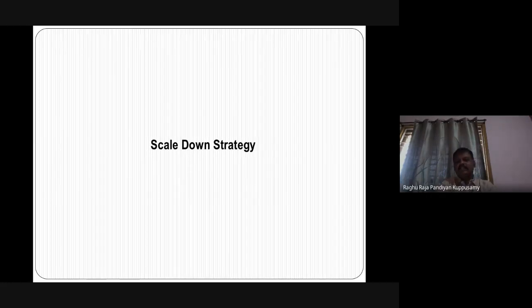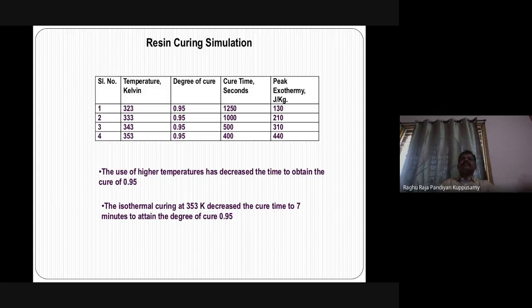These are the simulations until now, performed at full scale, with the dimensions I had taken: 3.5 meters by 3 meters by 12 millimeter thickness. Now I have to validate experimentally at scale down mode. For that, to manufacture at scale down mode, I have to develop a scale down strategy so that I can perform the experiment at scale down mode.